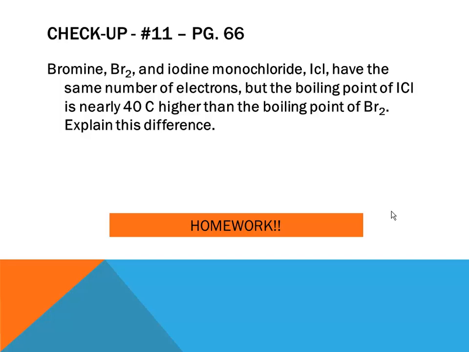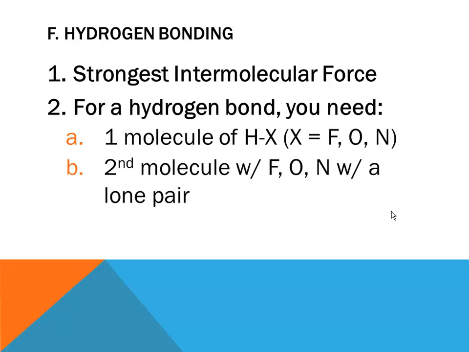Alright, homework question number 2. Bromine and iodine monochloride, ICl, have the same number of electrons, but the boiling point of ICl is nearly 40 degrees higher than the boiling point of Br2. Explain this difference.